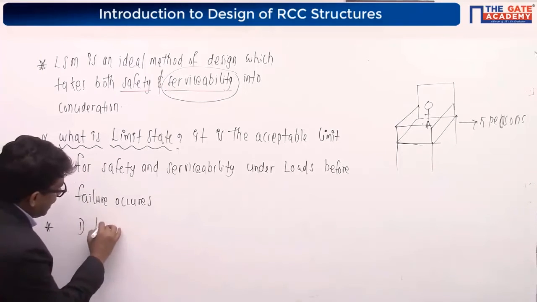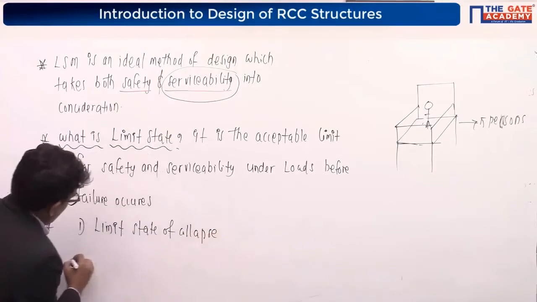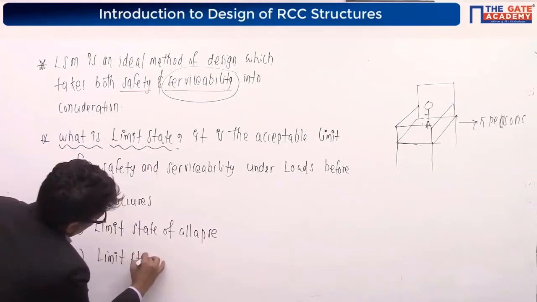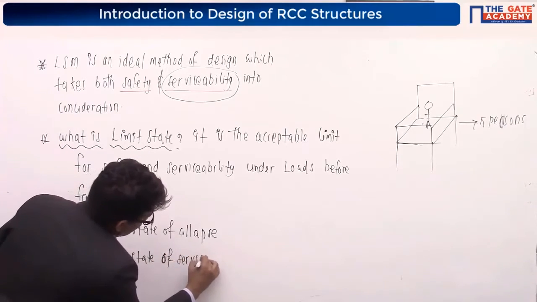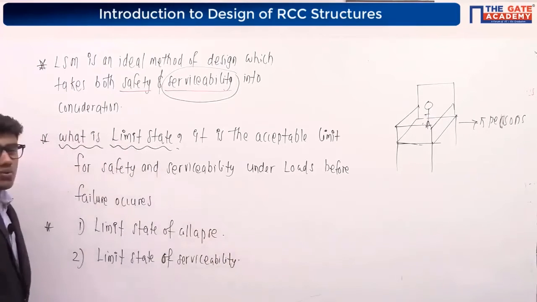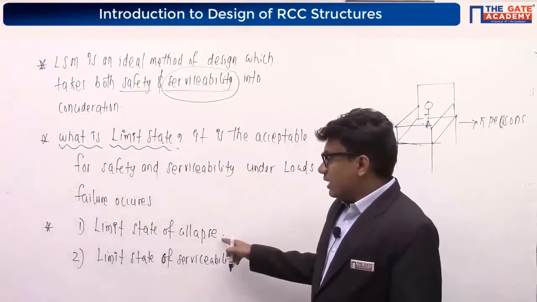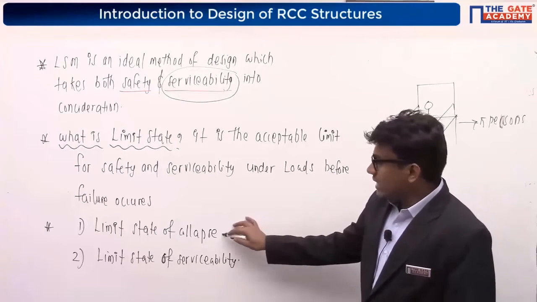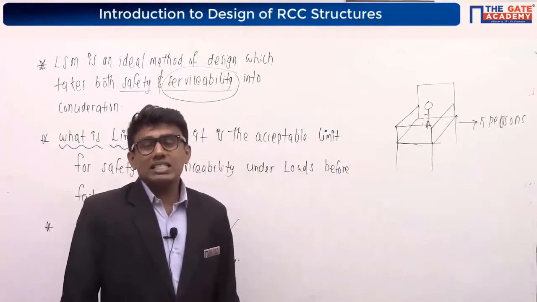See, this limit state is defined under 2 headings. First one is limit state of collapse, and second is limit state of serviceability. We will be discussing the limit state under these 2 headings. We have discussed limit state of collapse. What is limit state of collapse? That is the acceptable limit for safety.